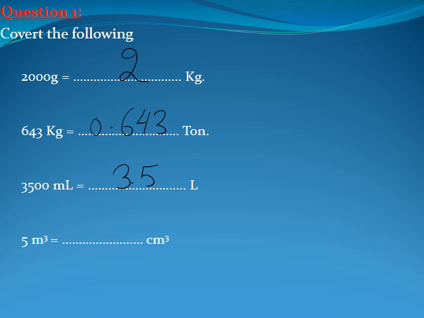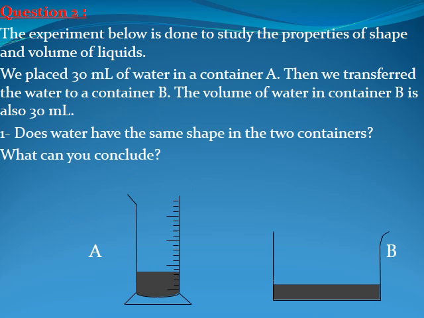Excellent, 3.5 liters. Moving to Ala, 5 meter cube equal how much in centimeter cube? 5 times 10 to the power 6. Okay, times 1 million. How many zeros? 6 zeros. 5 times 10 to the power 6. Okay, thank you. Moving to question number 2.